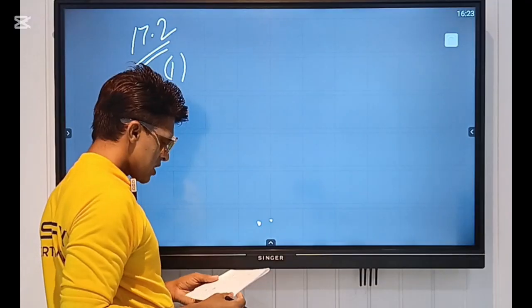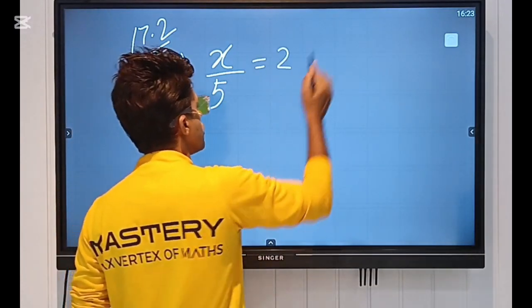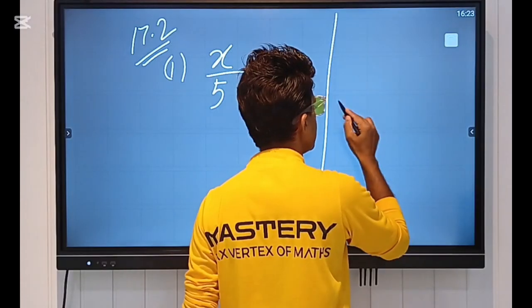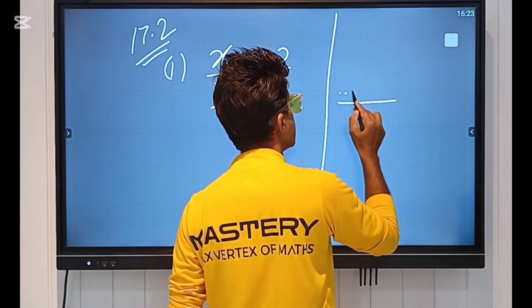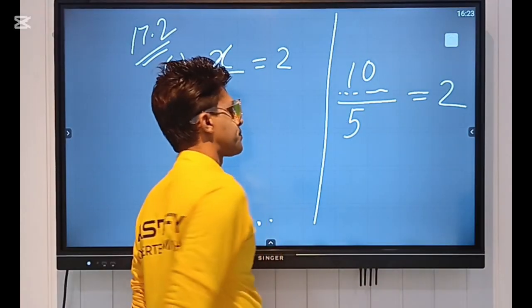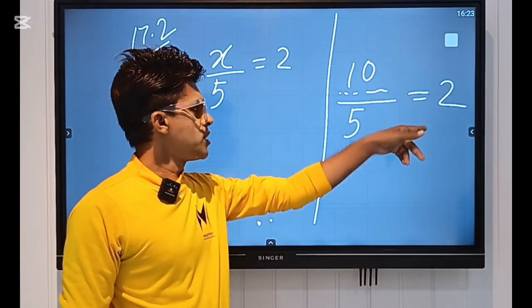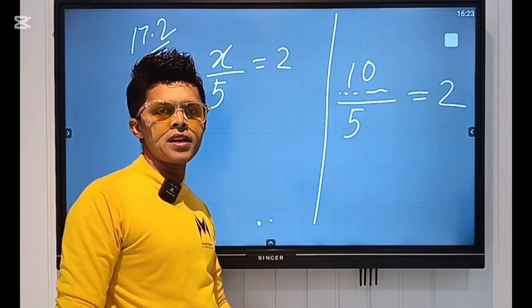So the first question is x over 5 equals 2. x over 5 equals 2. So the answer here: 5 here, 2 here, so the answer should be 10. You know the reason: 10 upon 5 is 2. Then the value of x should be 10.